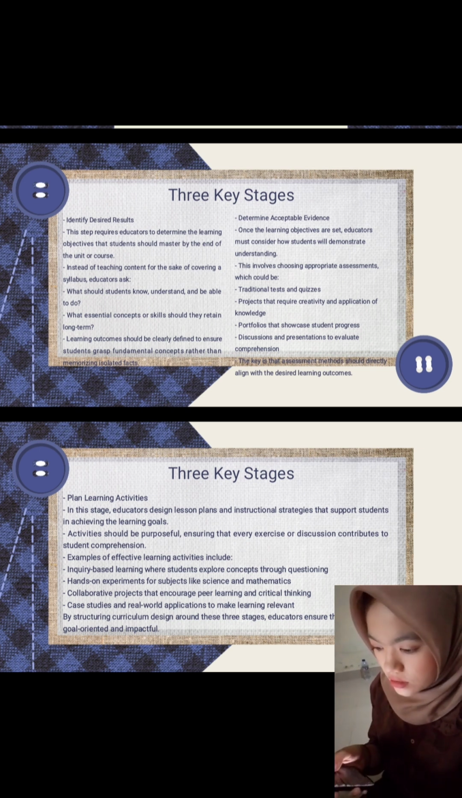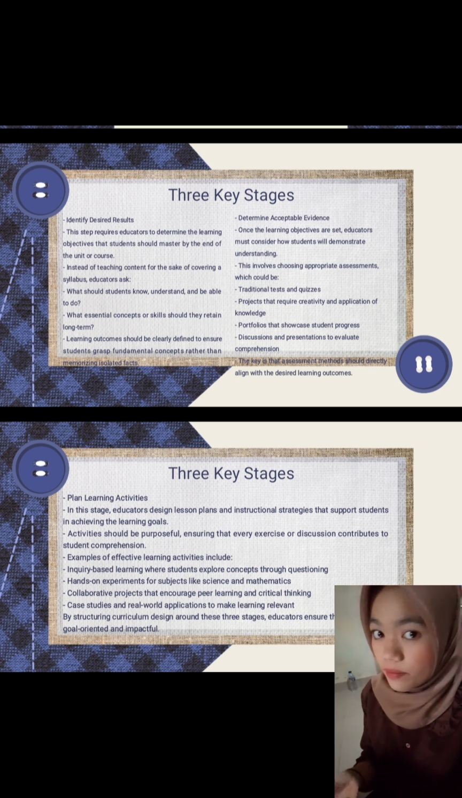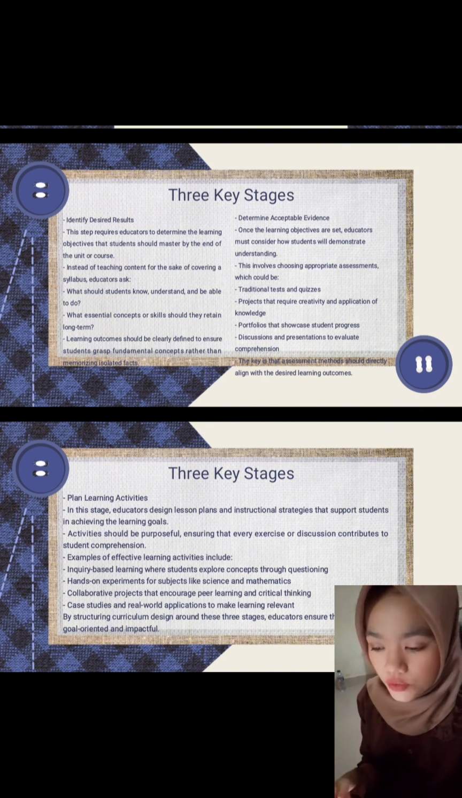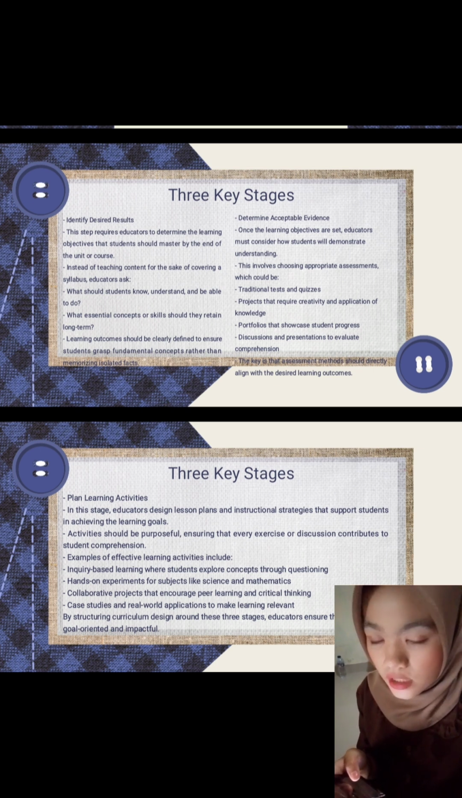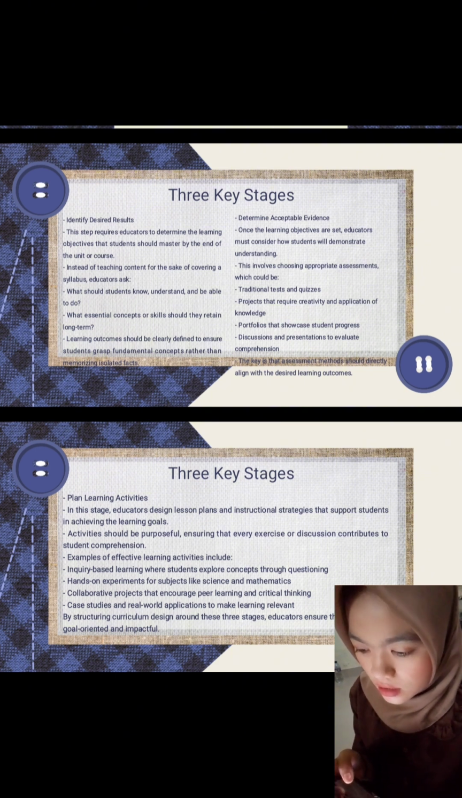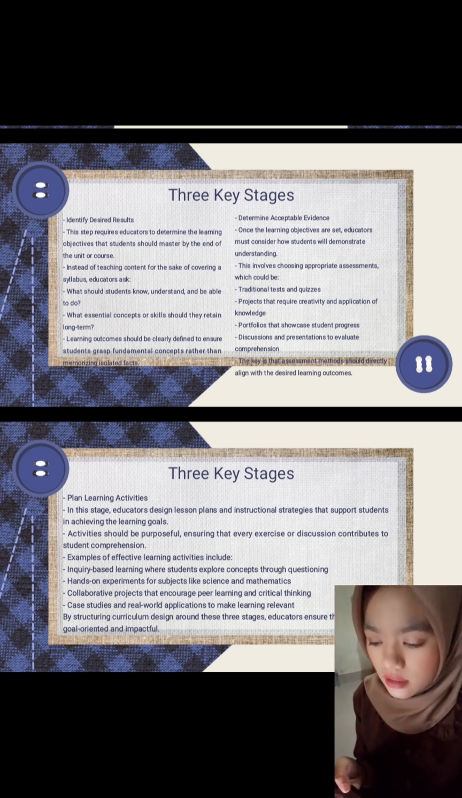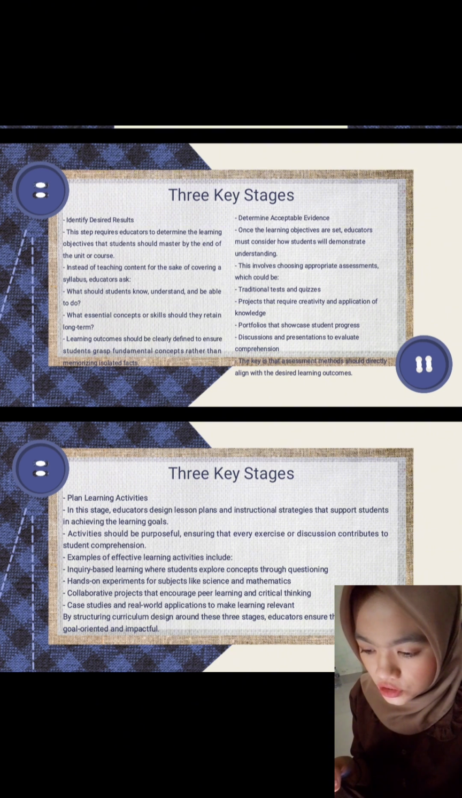Next, this is slide 2 of our PPT. Three stages of the backward design curriculum. First one is identify desired results. This step requires educators to determine the learning objectives that students should achieve by the end of the unit of course. Instead of teaching content for the sake of covering a syllabus, educators ask, what should students know, understand, and be able to do?